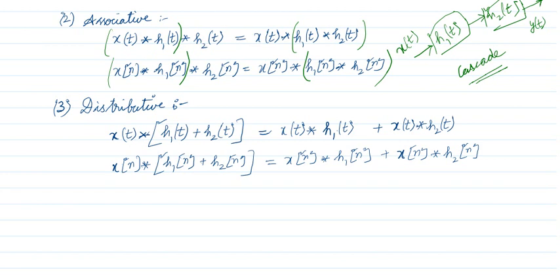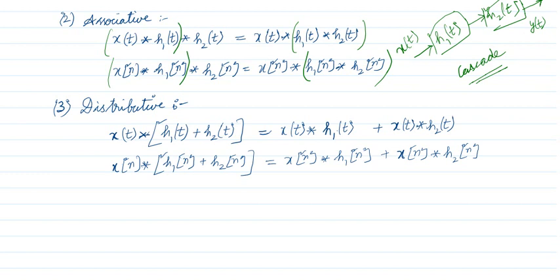By the associative property, I can convolve h1 and h2 first, and then convolve with the input. Both are the same. Order is not important. I can do x with h1, then convolve the result with h2, or else I can convolve h1 and h2 and convolve the result with x. Similarly, in discrete time domain, instead of t I put n. This is in cascade. The associative property can be applied in cascade.